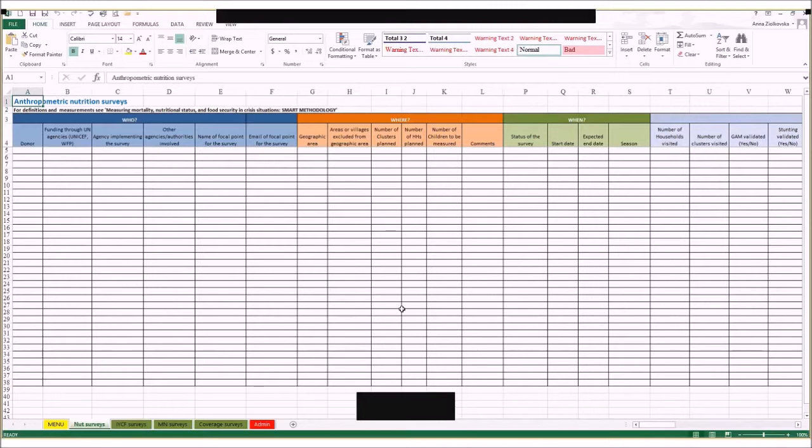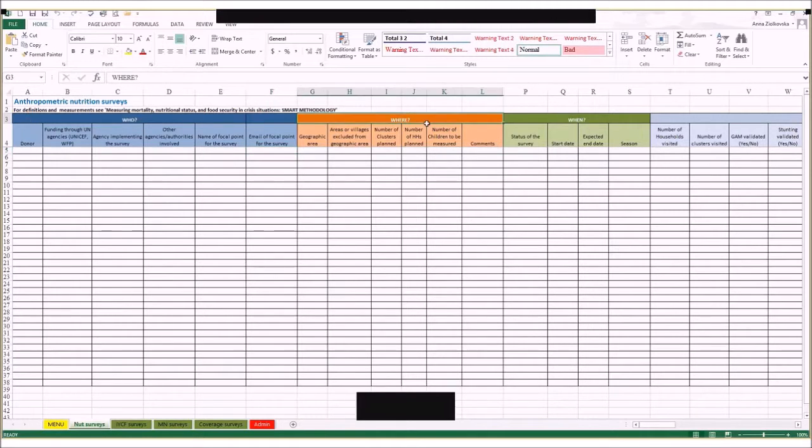So first you would have the donor for the survey, then funding through UN agencies. For example, if it's funded by ECHO, through UNICEF, and then UNICEF giving money to an NGO. Then the main agency implementing the surveys. Other partners or government you are working with on this survey. And then, of course, name and email of the focal point for the survey, so everybody who has the database can always contact for more information or clarification.